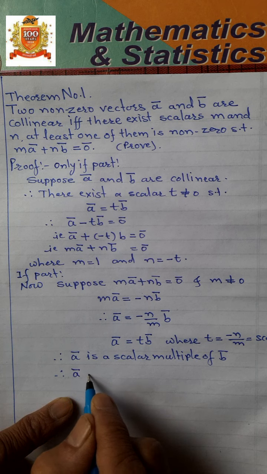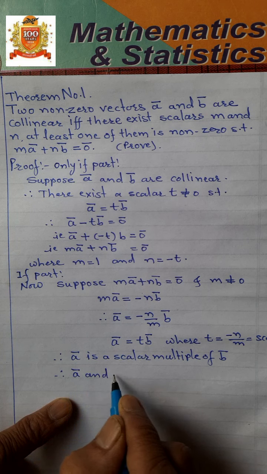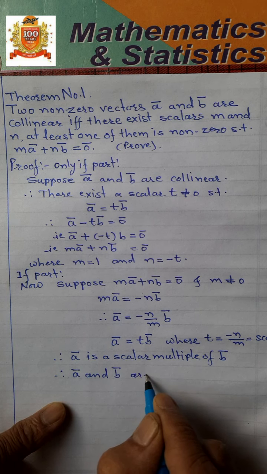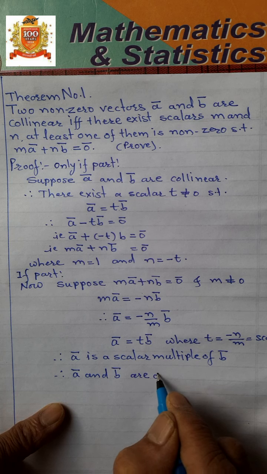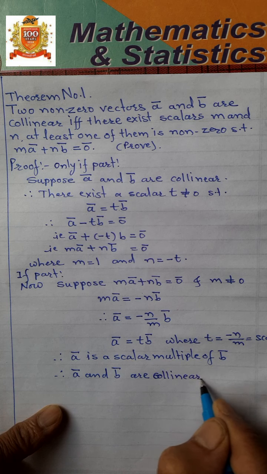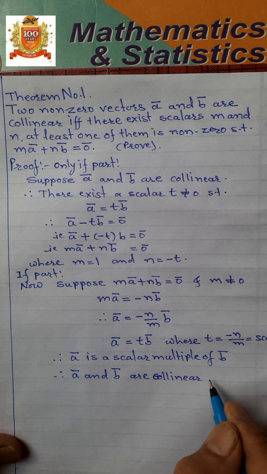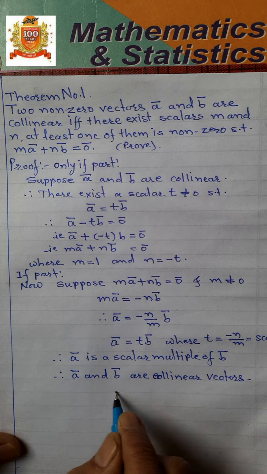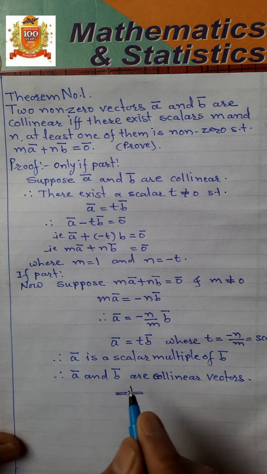Therefore, we can write a bar and b bar are collinear vectors. In this way, we can prove this simple theorem, isn't it?